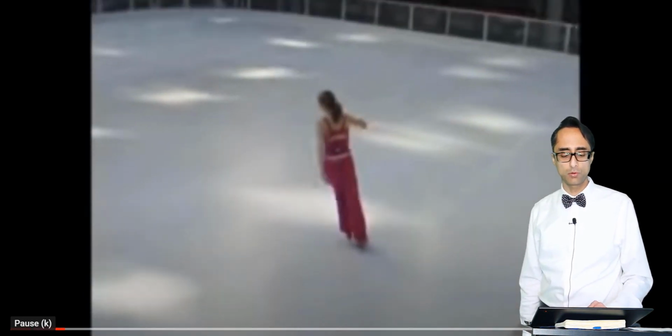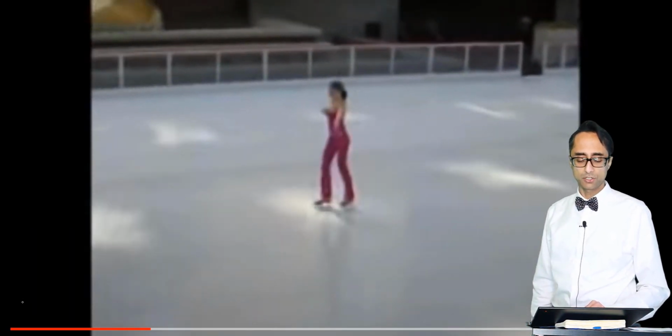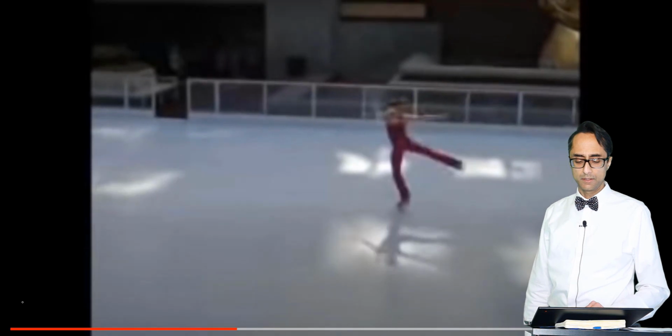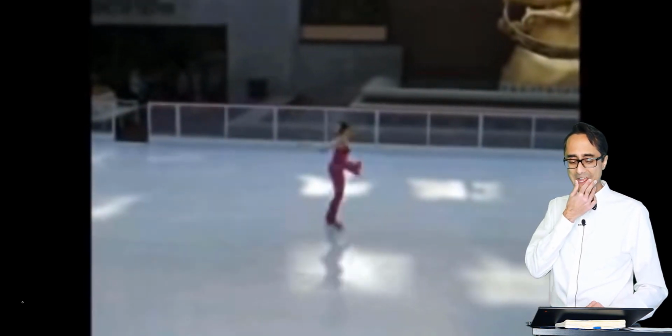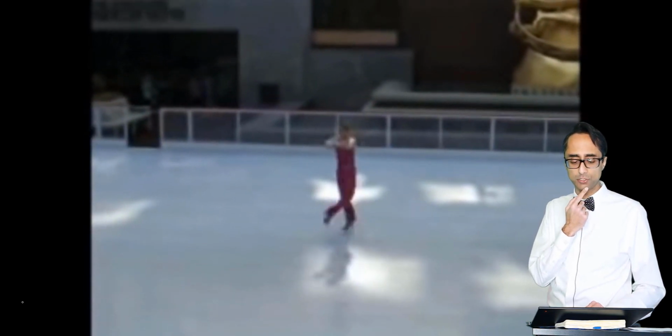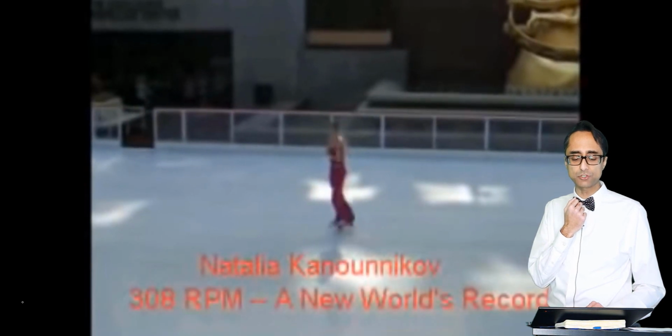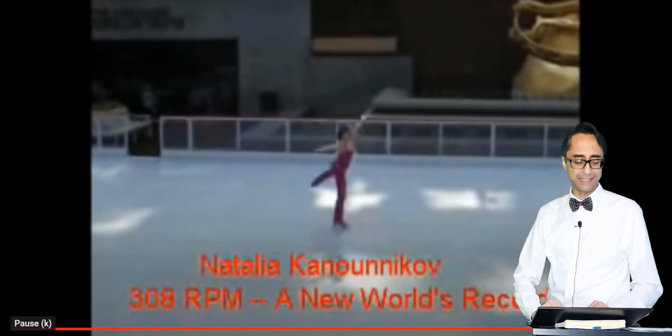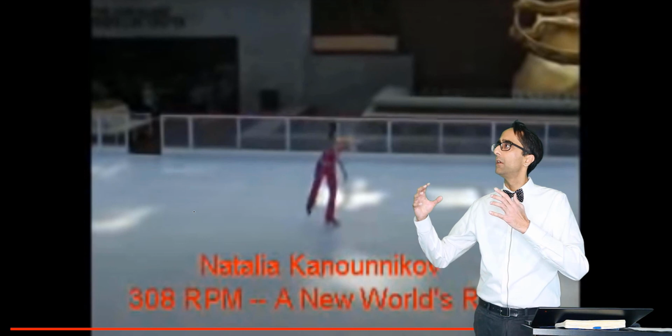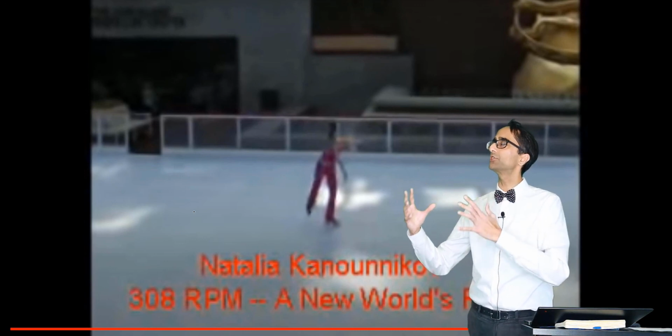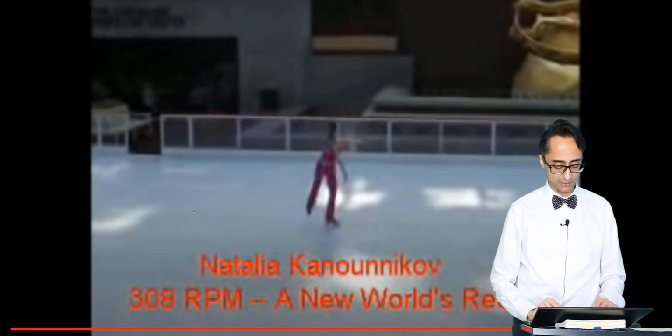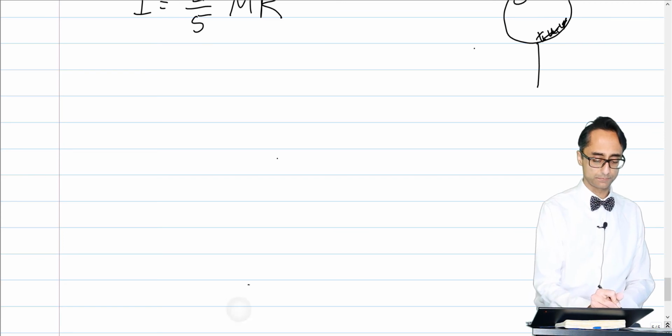So very slow, nothing much is happening, goes into the spin. Not too quick, but as her arms and her legs come closer and closer to her body, she gets faster and faster and faster. She's manipulating her moment of inertia to increase her angular velocity. It's done through the following equation.